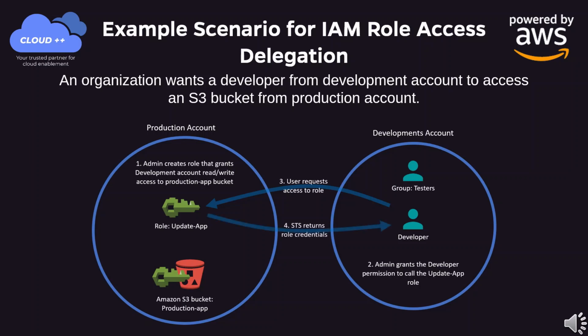Step 4. AWS STS verifies the request with the role's trust policy to ensure the request is from trusted entity, that is, an IAM user from development account. After verification, AWS STS returns temporary security credentials to access Production App S3 bucket. Step 5. AWS uses these temporary credentials on behalf of the developer for all actions on Production App S3 bucket.